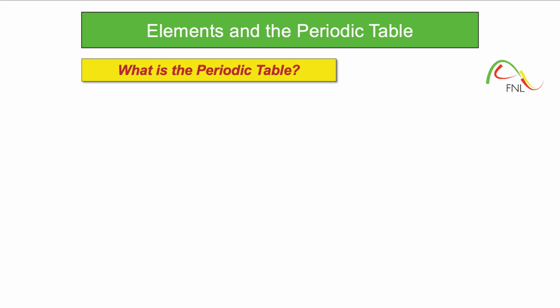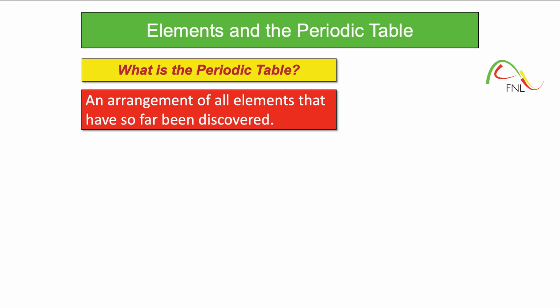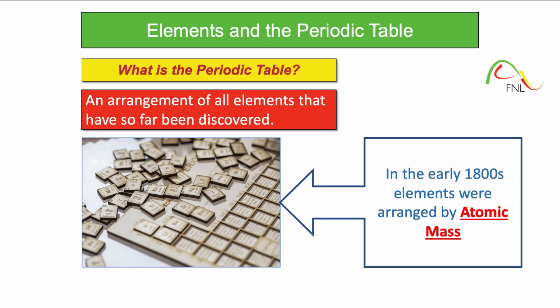Now a very good question is, what is the periodic table? Well, the periodic table is an arrangement of all the elements that have been discovered so far. Now there may be one or two more yet to be discovered, but we think we've actually found most of them. But if you go back in time, back in history, the early 1800s, elements were arranged at that point by increasing atomic mass. So lightest elements first and increasing atomic mass.